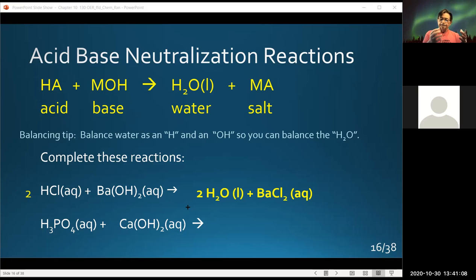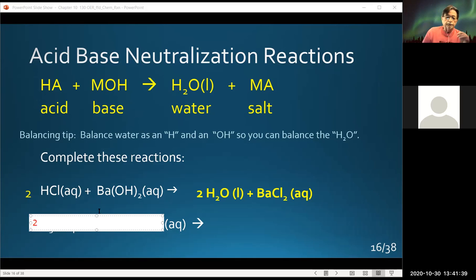Now, how can I balance these out? If I got 2 hydroxides and 3 protons, and I want to put them together such that they cancel each other out, neutralize each other, what can I do here? You can have 2 of the H3PO4 and then 3 of the Ca(OH)2. Exactly.